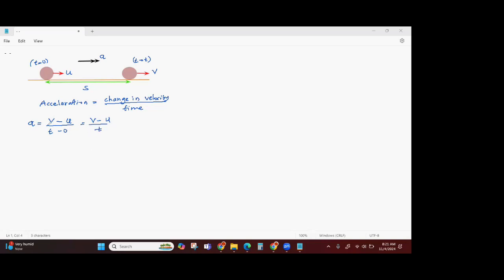Now I can take this t and multiply to the other side. Therefore, I get at equals v minus u. And then I take this minus u to the other side. It becomes plus u. So therefore, u plus at equals v. So then we get v equals u plus at. So that's the first equation.